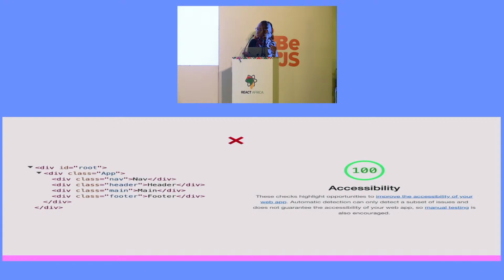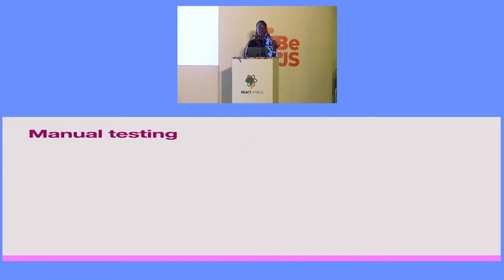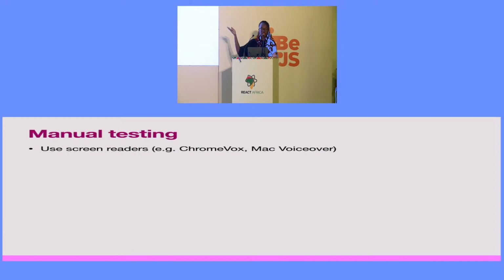It's not. The best way to test for accessibility is to carry out manual testing. Manual testing basically means you're going through these sites yourself and trying to imagine how somebody that relies on assistive technologies would use these things. So it could be using screen readers. You can try out ChromeVox, which is an extension in Chrome, or the Mac VoiceOver, which is inbuilt in any Mac laptop.